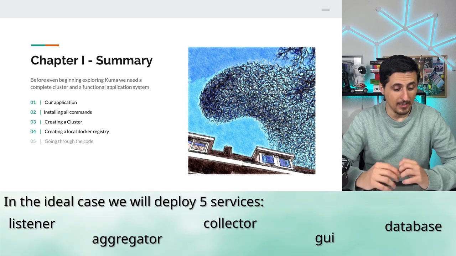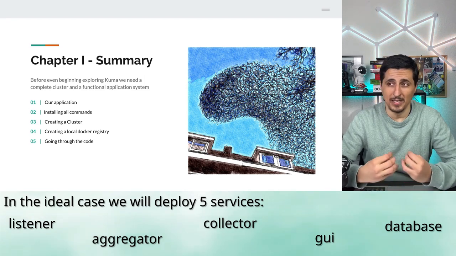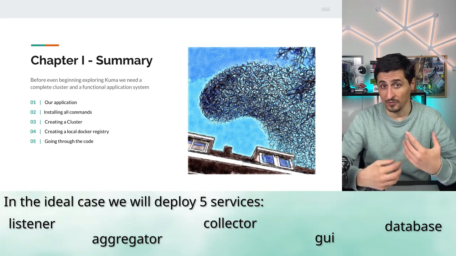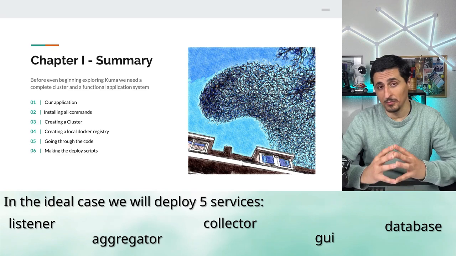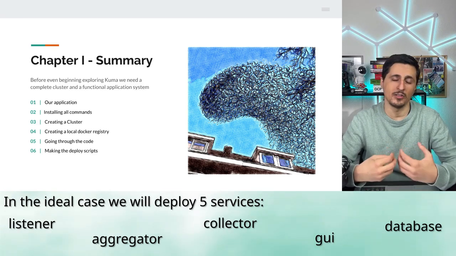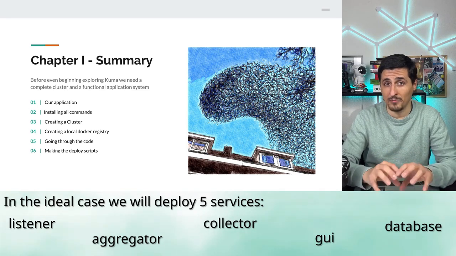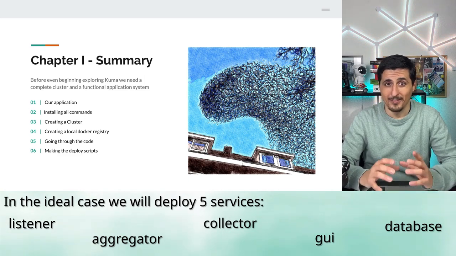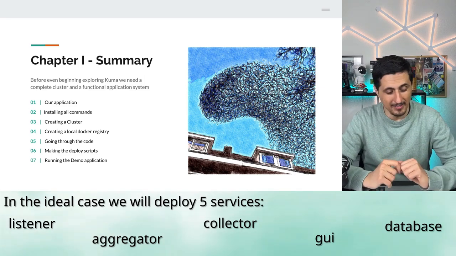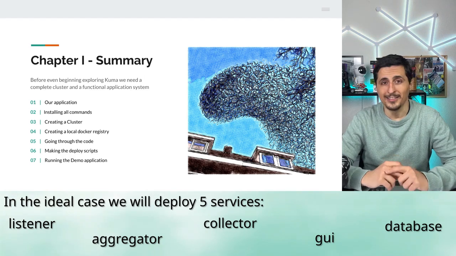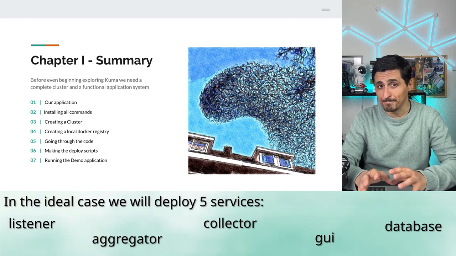also in this chapter. We are going to have a look through the code and see how the code works. This is just basically to have an idea on how the code is configured and structured. Then we are going to have a look at the deploy scripts and see how the containers are being deployed in our Kubernetes environment. And we're also going to have a look at how everything is running using Canines. But I will tell that later. The last point of chapter one is, of course, running the demo application. And this is all even before we start using Kuma. So let's get started.